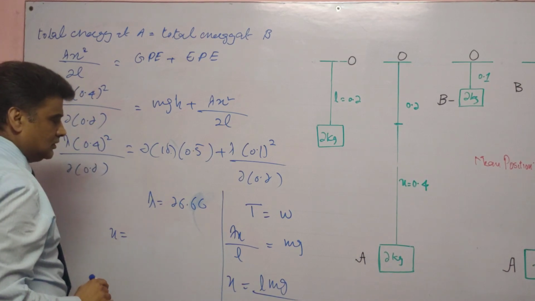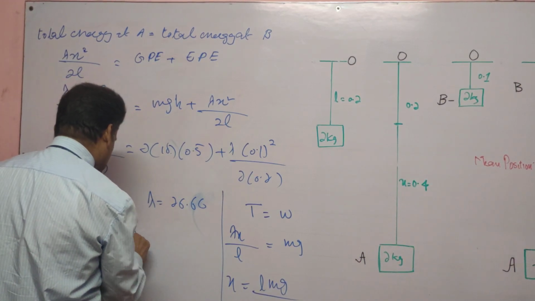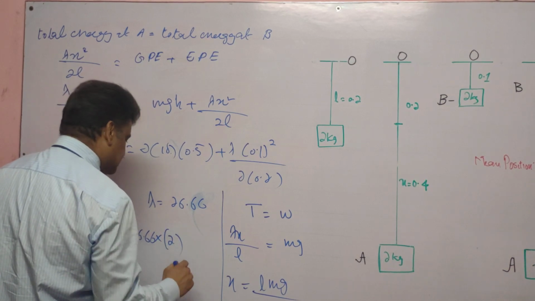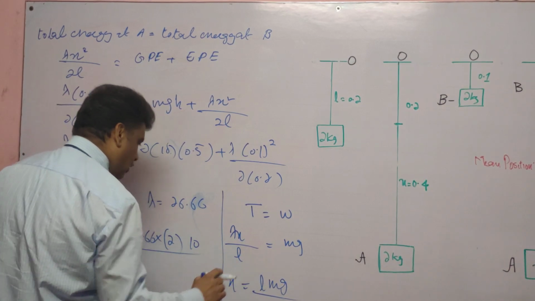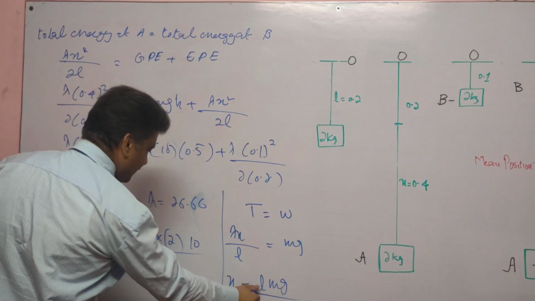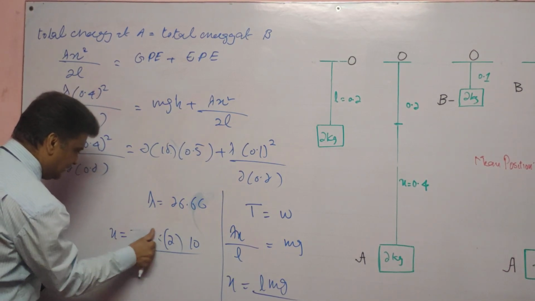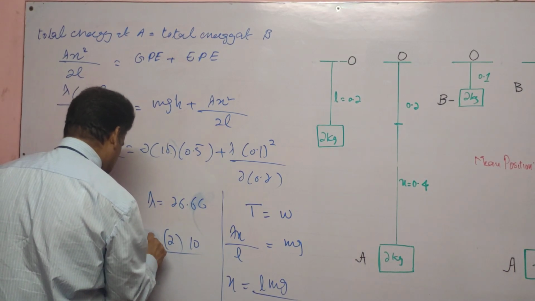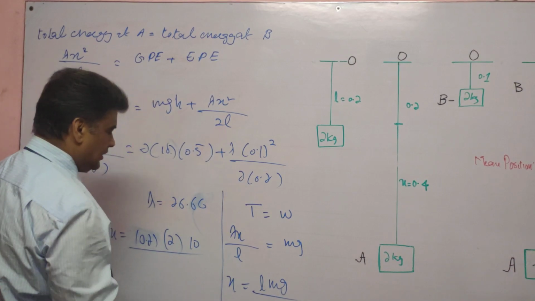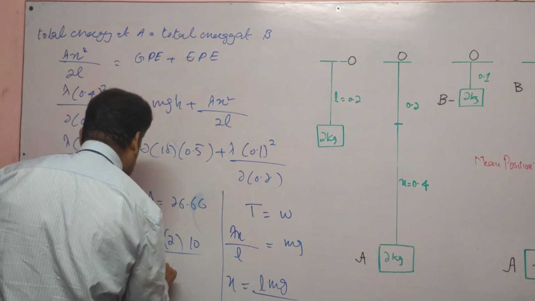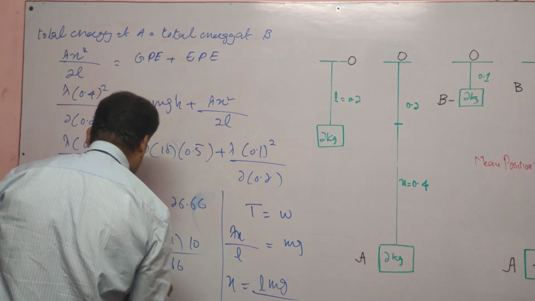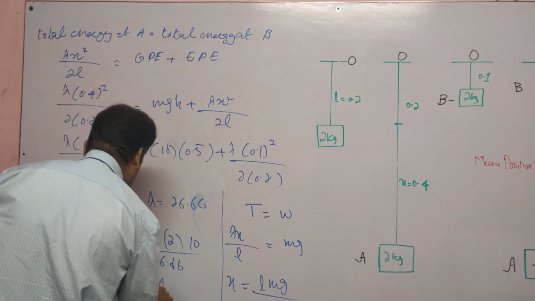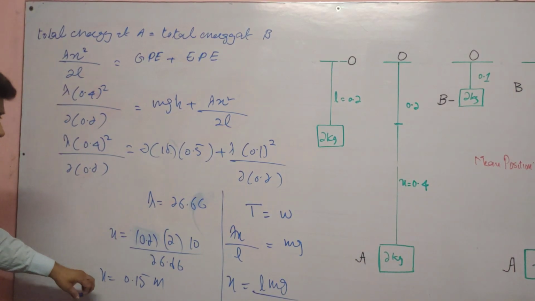x is equal to L times m, which is 2, g 10, over lambda. We put the value of L, which is 0.2, and lambda, which is 26.66. We will get an extension of 0.15 meter. It is the extension for the equilibrium position.